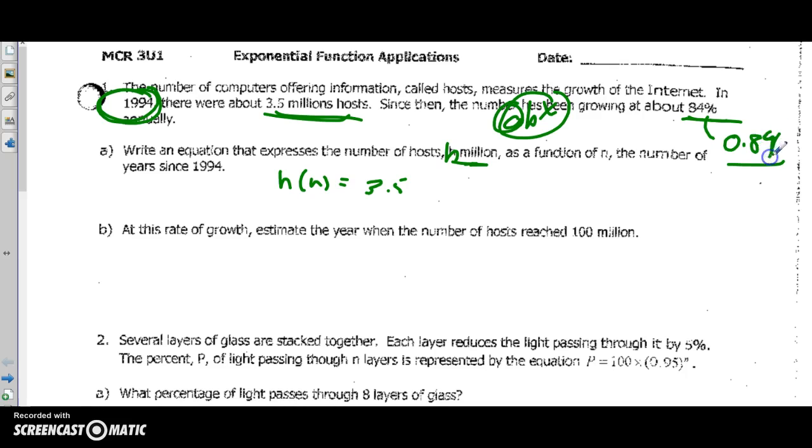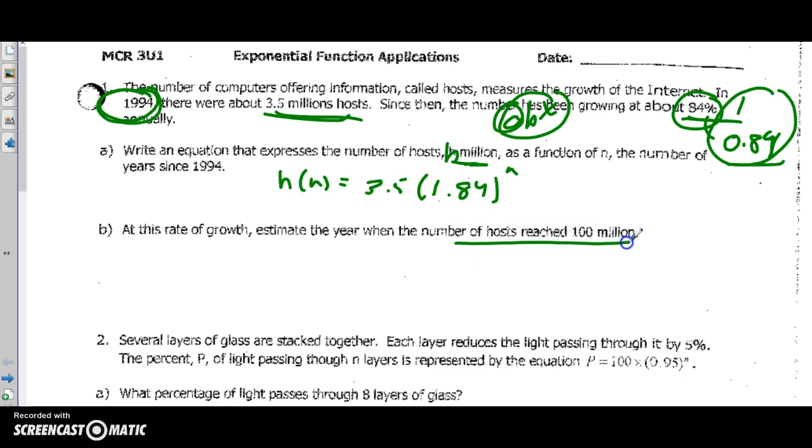Whenever you're looking at a percent as what's being multiplied, as opposed to doubling or tripling or something like that, you add that percent to 1 if it's growth. So you have 184%. 1 represents the initial amount, and you add to it 0.84, so you end up with 1.84 to the power of n.